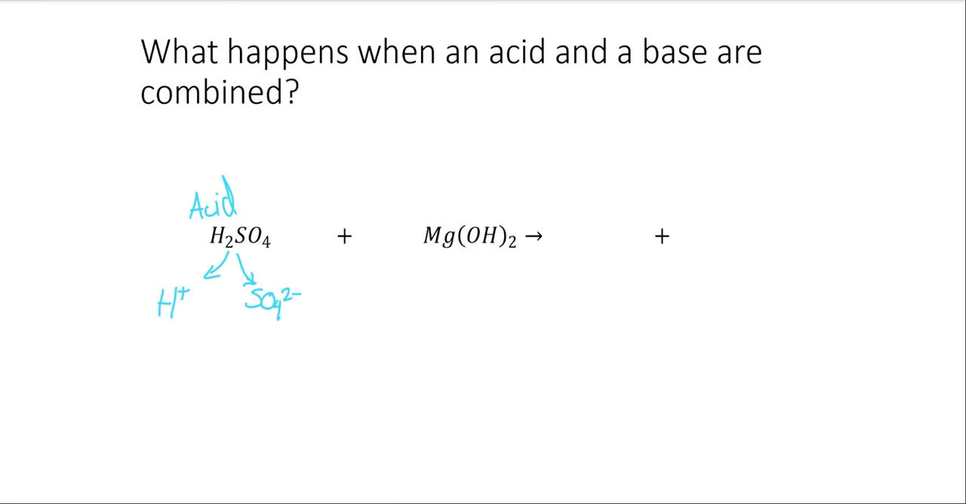Our other solution here, the other thing in solution here, is magnesium hydroxide. Hopefully we can recognize that this is a base because it ends with OH. It's going to dissociate into two things. It's going to dissociate into OH minus ions, and it's going to dissociate into magnesium 2 plus ions.